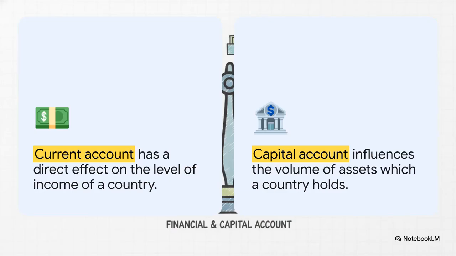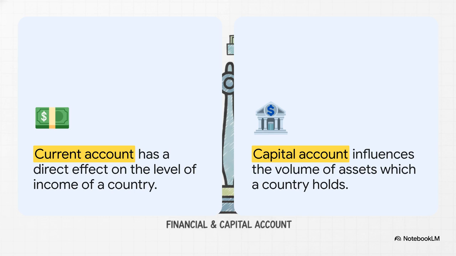We've mapped the rows, we've tracked the flows of trade, transfers, and capital. Now for the secret key to truly understanding how this entire matrix interacts. The current account directly shifts a country's income levels. The capital account influences the volume of assets a country holds. I want to explicitly state this rule because it is the fundamental dividing line of macroeconomics.